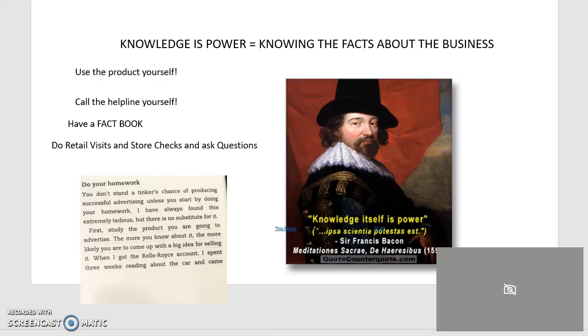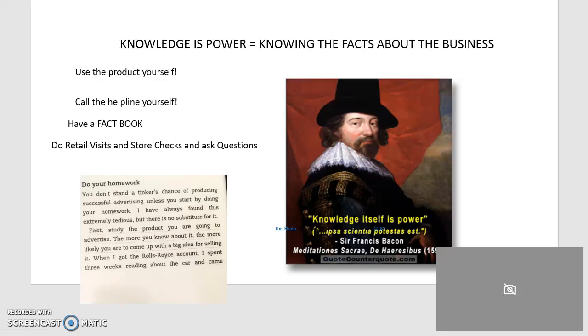So he got the Rolls-Royce account, which, hopefully most of you know, is a very expensive car. It's been made since the early 1900s in England. When he got that account, he spent weeks reading about the car. He read the manual in detail. He went to dealerships. He did everything he could. He got the car. He drove it.